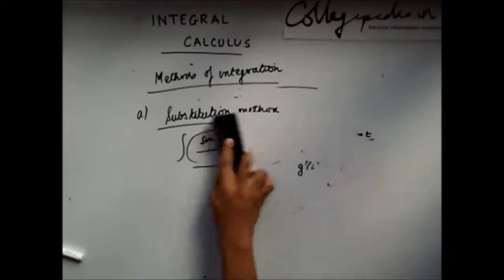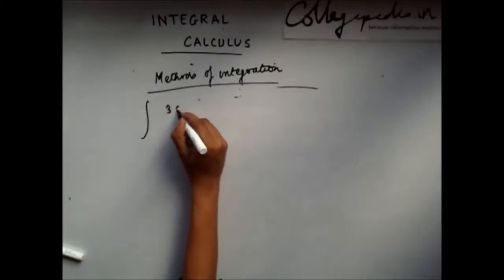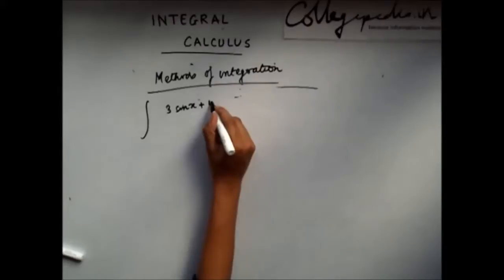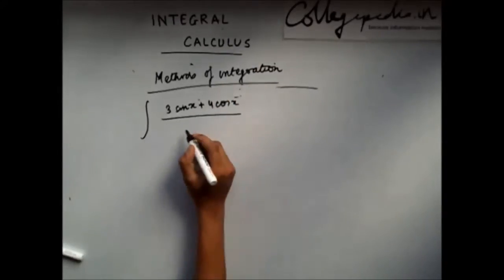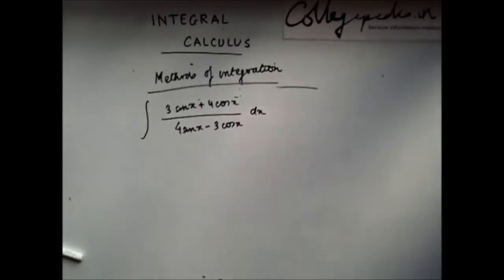Now let's take a few more examples. Integrate 3 sin x plus 4 cos x divided by 4 sin x minus 3 cos x dx. Okay. In this case, what I'm trying to do is simplify this equation so that I get a simple equation which is very easy to integrate or whose solution I know.